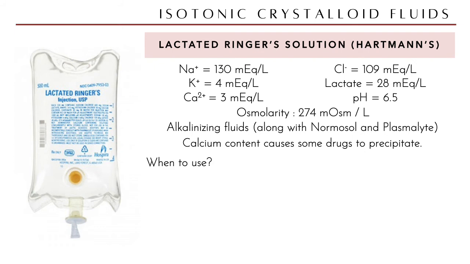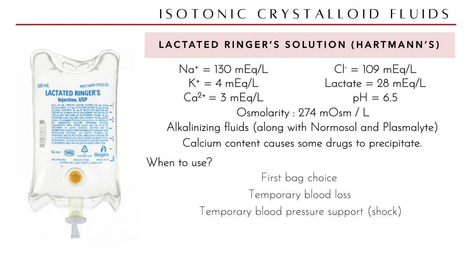All right. So when do we use this? Again, this is still a very good fluid. This is my first bag of choice. You could use it for temporary blood loss, to replace the blood that was lost. Temporary blood pressure support in terms of shock, which we will be discussing in detail later. Metabolic acidosis, or low pH in the blood. Again, this is an alkalinizing fluid, so it helps. The pH is 6.5, pretty close. And it can be used for daily fluid maintenance, right?